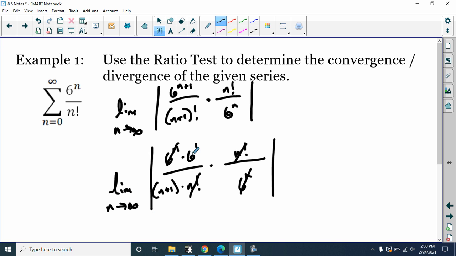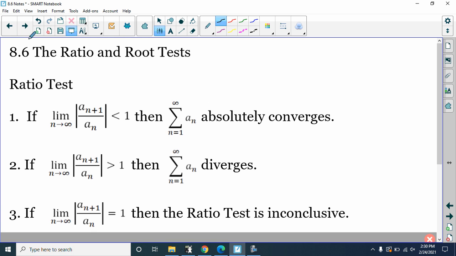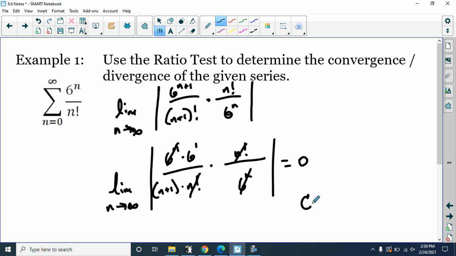As n approaches infinity, I have 6 divided by an infinitely big number, which goes to 0. 0, I am pretty sure, is less than 1. Therefore, this converges.